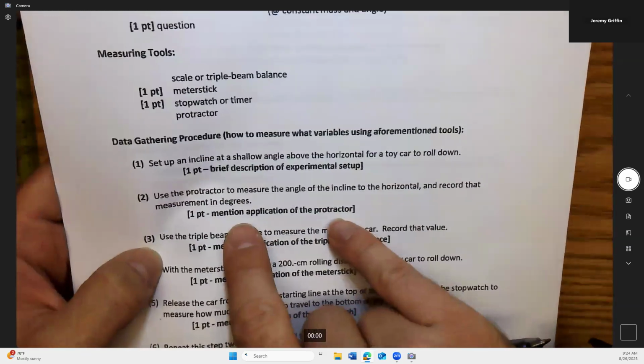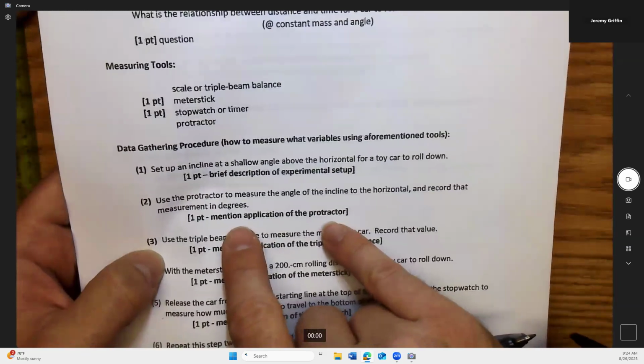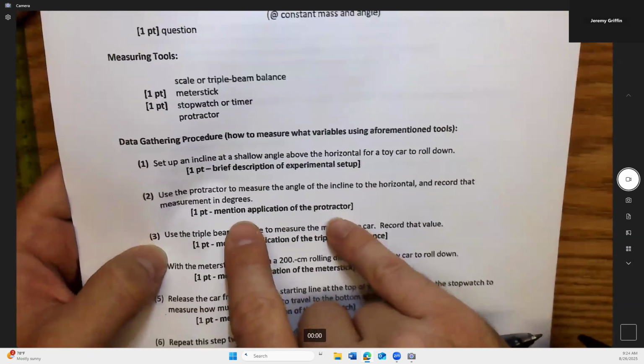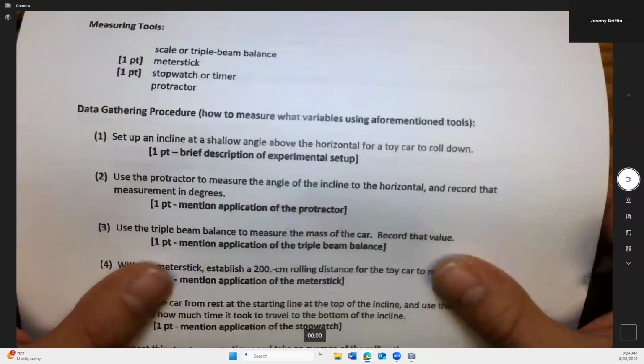True. Yeah, because I gave you guys a different way to calculate the angle. You could have done the height and the length of the incline. You got an inverse sine. That's perfectly fine. Yeah, you can do that too. So you didn't have to say a protractor. You could use a ruler or a meter stick.